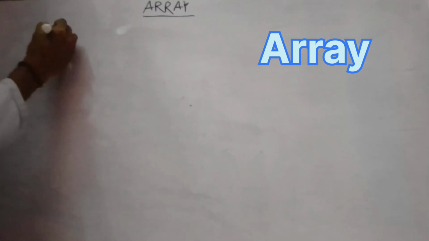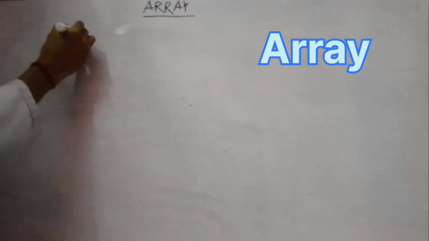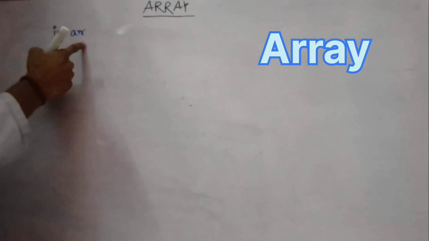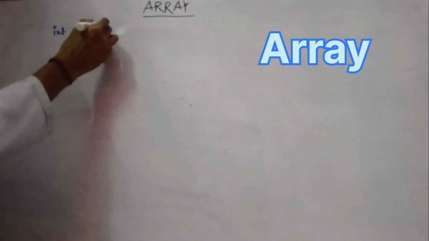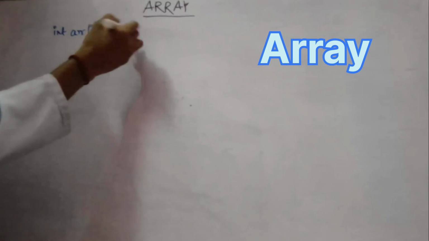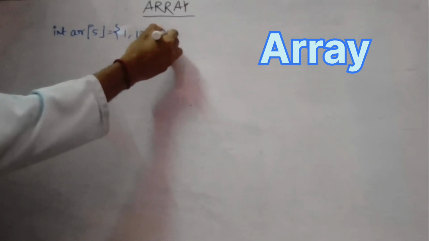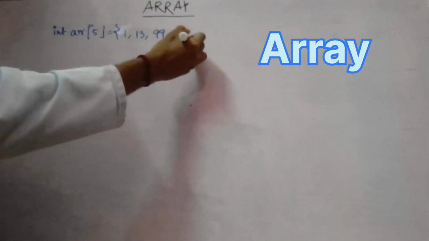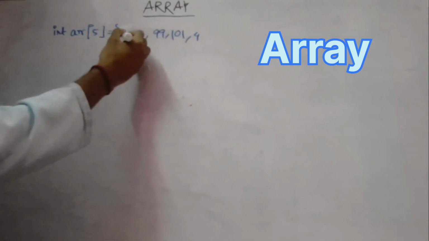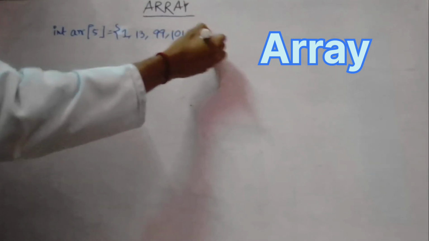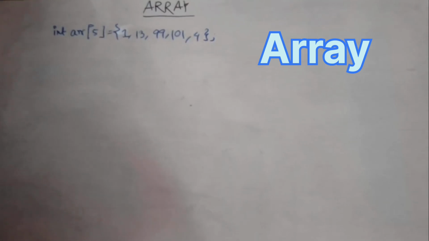Now I'm going to define an array and initialize it with values. Let's define an array of int, with ARR as the array name. Its size is 5, and the values are, let's say, 1, 13, 99, 1 and 4. Okay, that is 5 values in the array. Then put a semicolon, according to the convention of the C program.